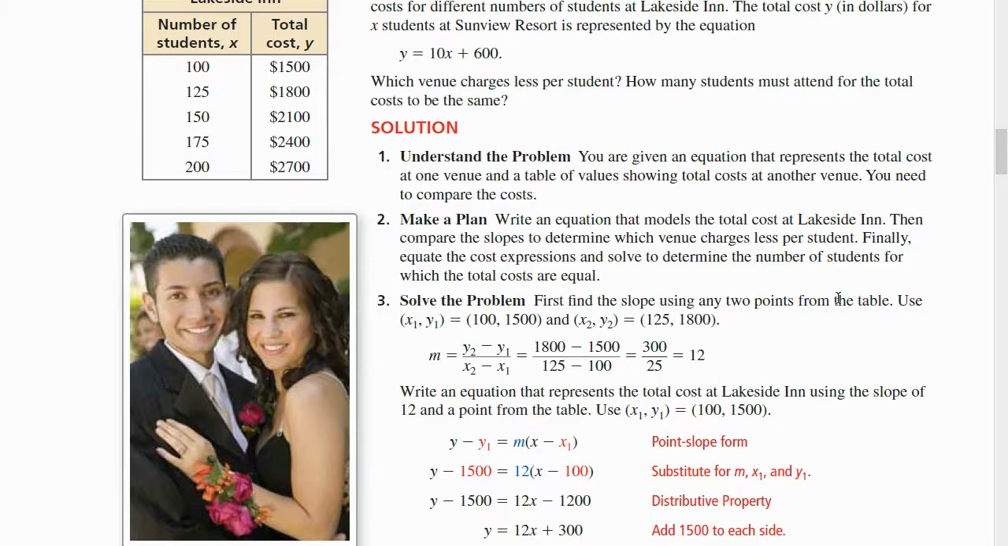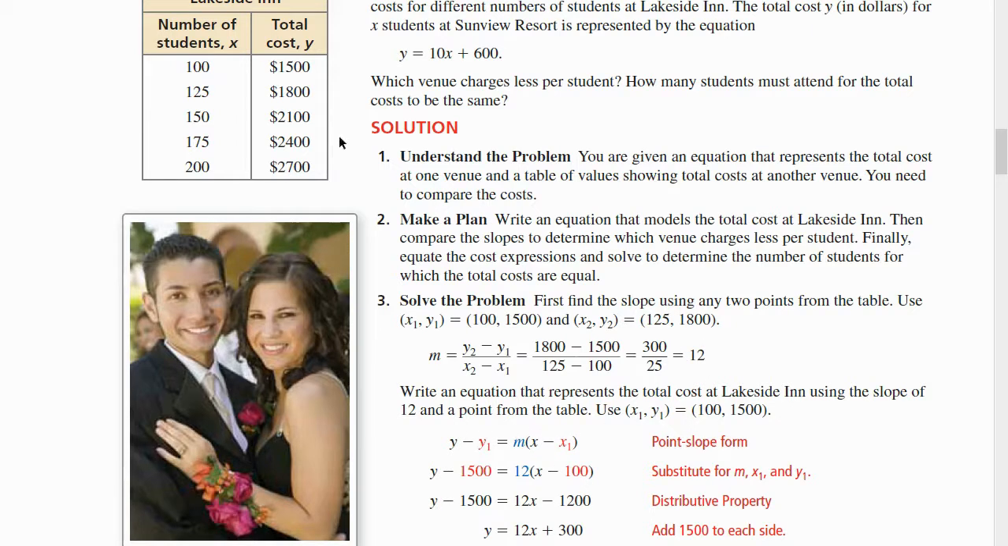This one was 10. So I already got part of my answer. Sunview here is going to be less per student. This is going to be more per student. But it doesn't mean it's going to cost more in the end because it depends on how much the initial fee is. So now that I know that this is 12, I can plug into this formula.